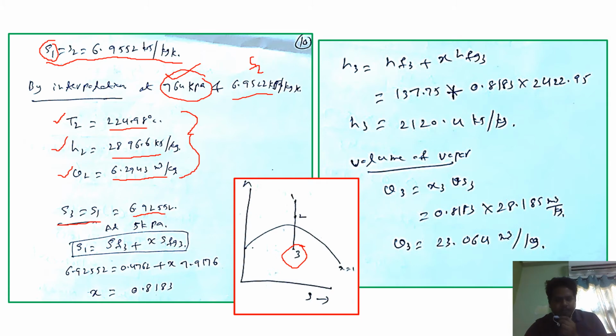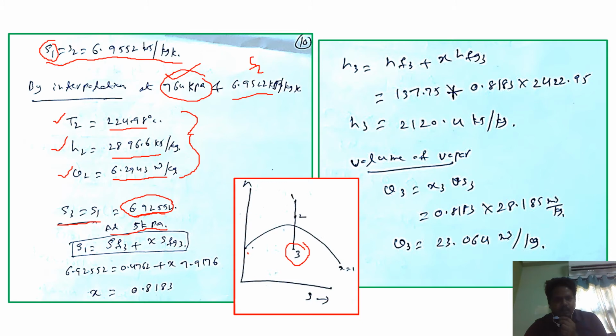But in the problem they have given that at the exit of the nozzle the pressure is 5 kilopascal. So P3 is 5 kilopascal. Now at 5 kilopascal and entropy 6.92552 kilojoule per kg Kelvin, we have to refer to the saturation table, because here point 3 is in the saturation zone. So we have to refer to the saturation steam table.